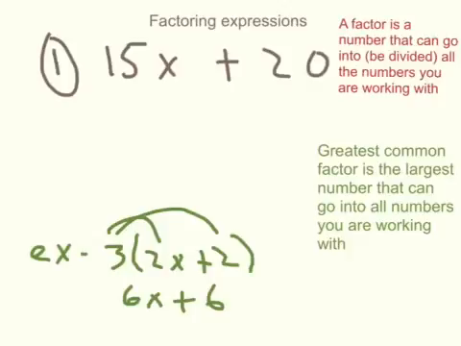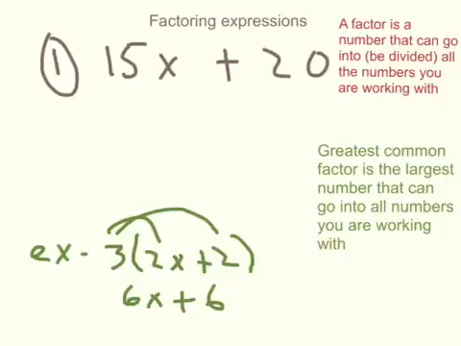Okay, so the first thing we need to go over is what is a factor. And you've already worked with factors this year. Remember, a factor is a number that can go into or be divided into all the numbers you're working with. So in this instance, we're working with 15 and 20. You're looking for a number that can go into both 15 and 20. And it works best if you can find the greatest common factor, which is the largest number that can go into both the numbers you're working with. Okay, so let me show you this one.